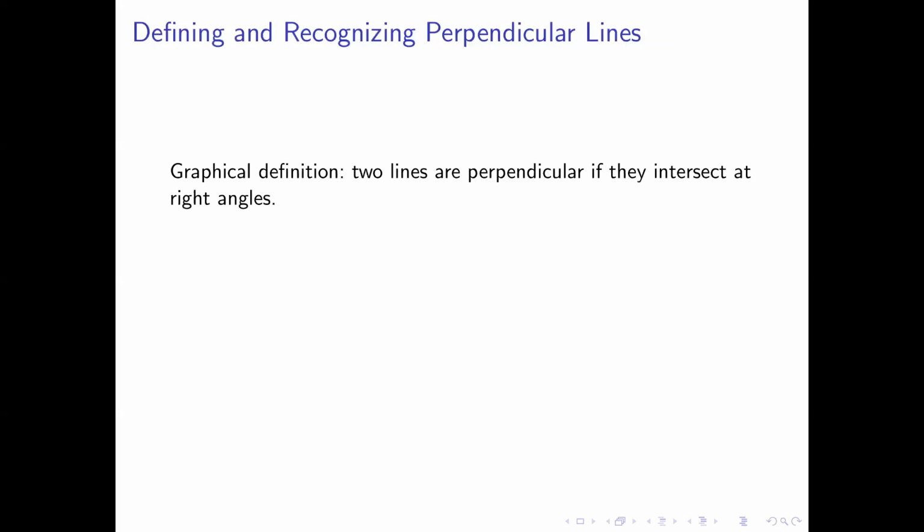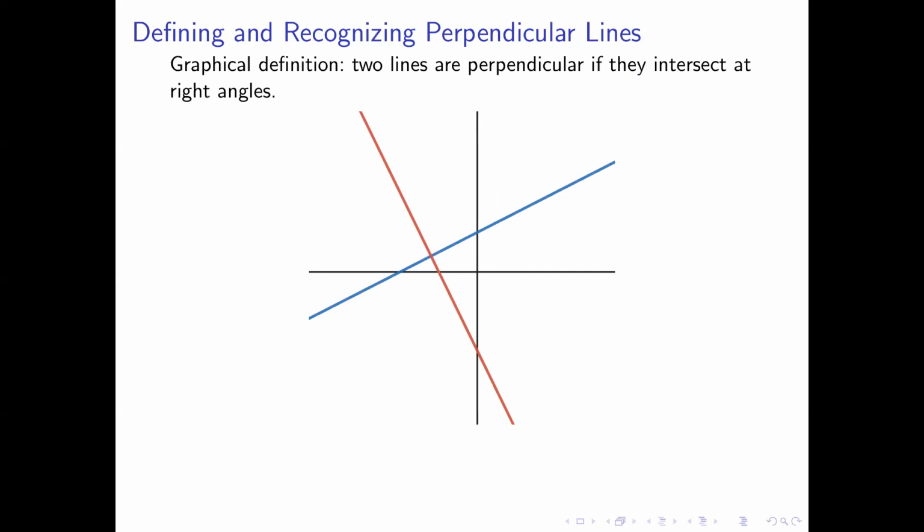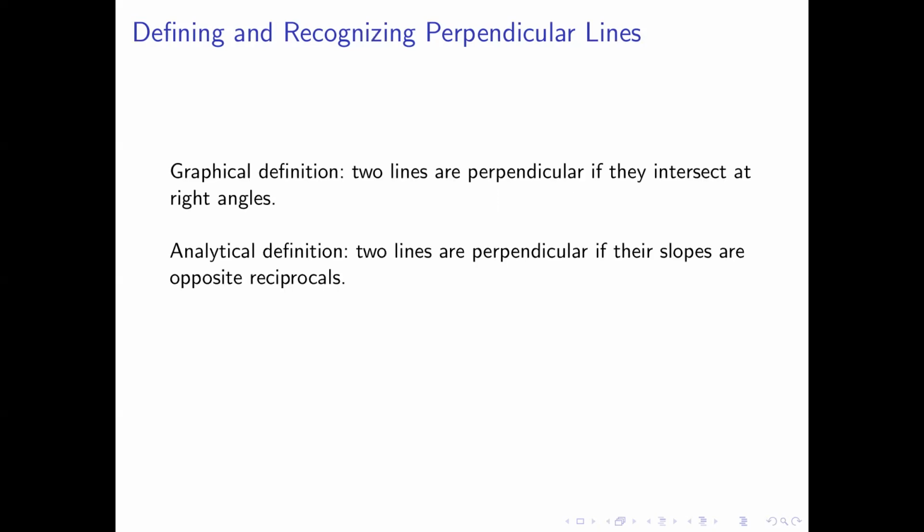Finally, let's take a look at the idea of perpendicular lines. Again, we'll start with a graphical definition. We'll say that two lines are perpendicular if they intersect at right angles. So here's a little illustration. Again, we've got two lines, a blue one and a red one, and the point where they intersect creates 4 right angles. Those angles made by the lines are right angles.